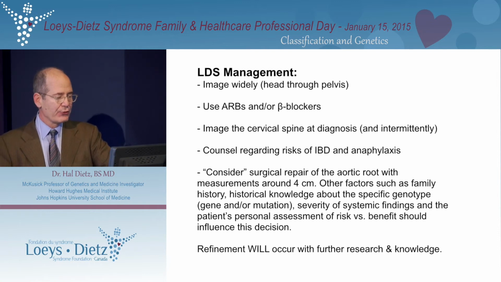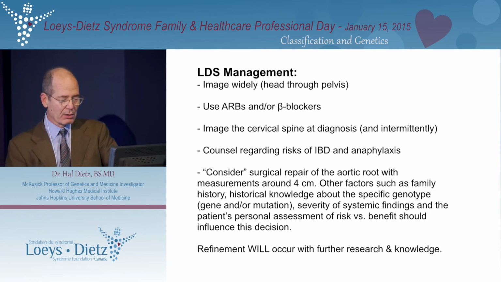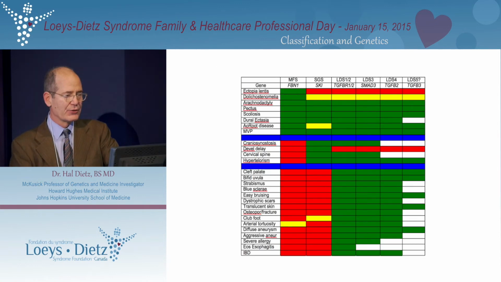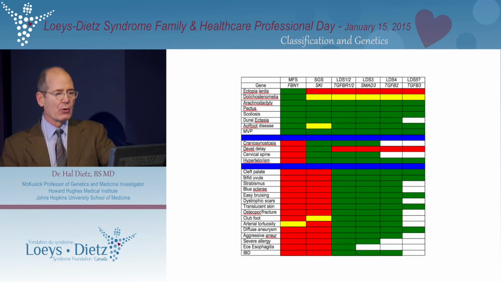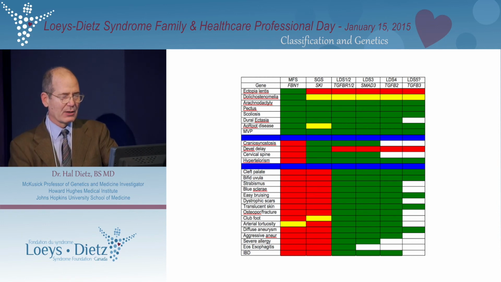I am absolutely sure that refinement will occur with further research and knowledge. There is now a condition associated with mutations in the TGF-beta 3 gene. It's very early on. I know of information for about 5 patients. But what you can already see is that findings that are being reported so far are again very reminiscent of the classic Loeys-Dietz syndrome phenotype. But we'll wait and see exactly how that plays out.